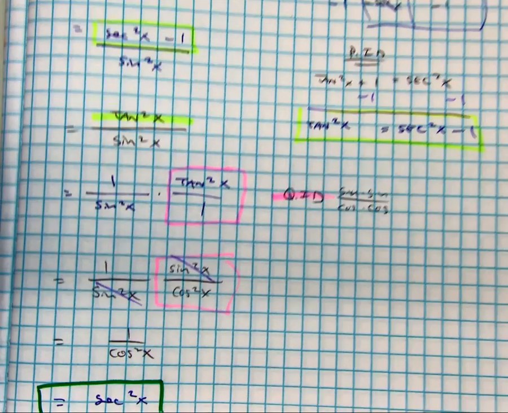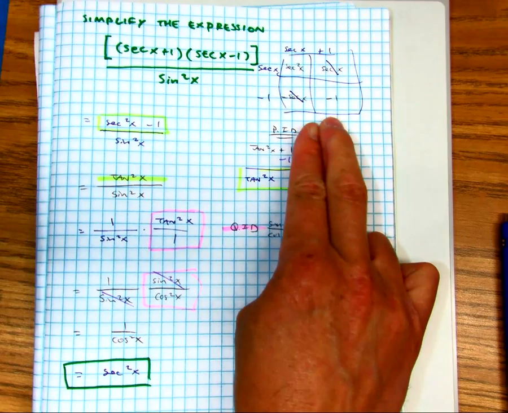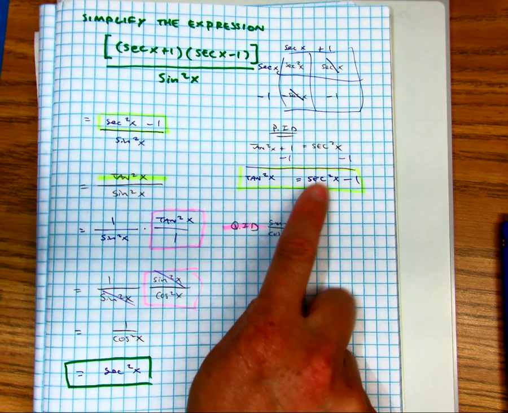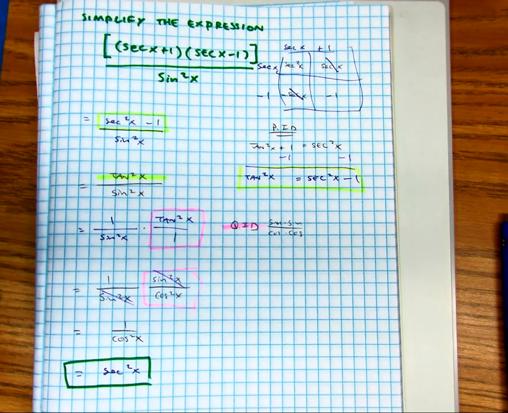So in this problem, you're going to have to use some algebra. You're going to have to multiply the binomials. Use a variation of the Pythagorean identity. That's the hardest part right here. It wasn't just a straight substitution for the identity. You're going to have to use a variation of that and then simplify.